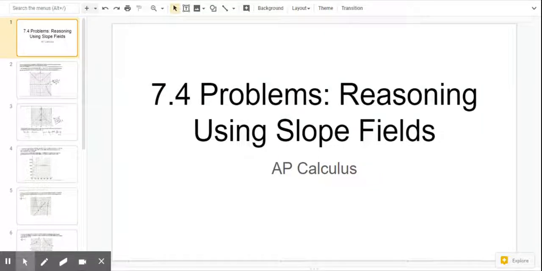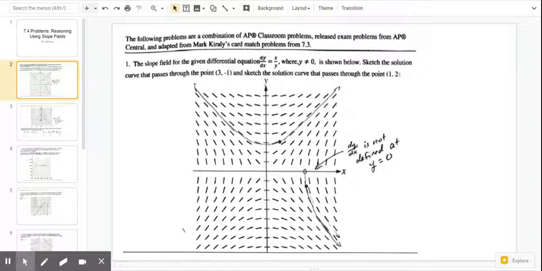All right, let's go over the 7.4 problems, reasoning using slope fields. So this first one, they're giving us a slope field for the differential equation dy/dx equals x over y, where y is not equal to 0. We want to sketch the solution curve that passes through the point (3, -1). So we'll start with that. So (3, -1) is right here, the point they give us.